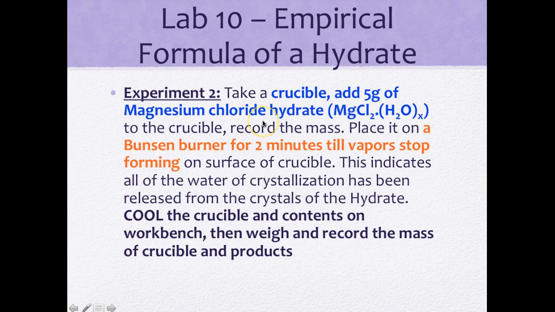In the second experiment, again, you're taking your crucible and adding 5 grams of, this time, the magnesium chloride hydrate. Again, the empty crucible is 88. Once you add 5 grams to it, it goes up to 93. Place this also on a Bunsen burner for 2 minutes and heat it until the vapors stop forming. Then cool the crucible and mass it again. This time, after the heating step, the crucible is going to weigh less.